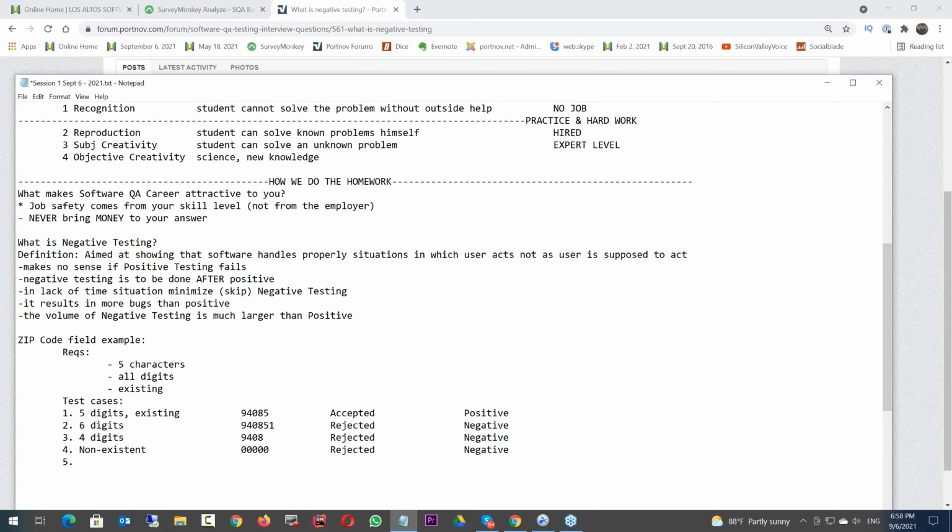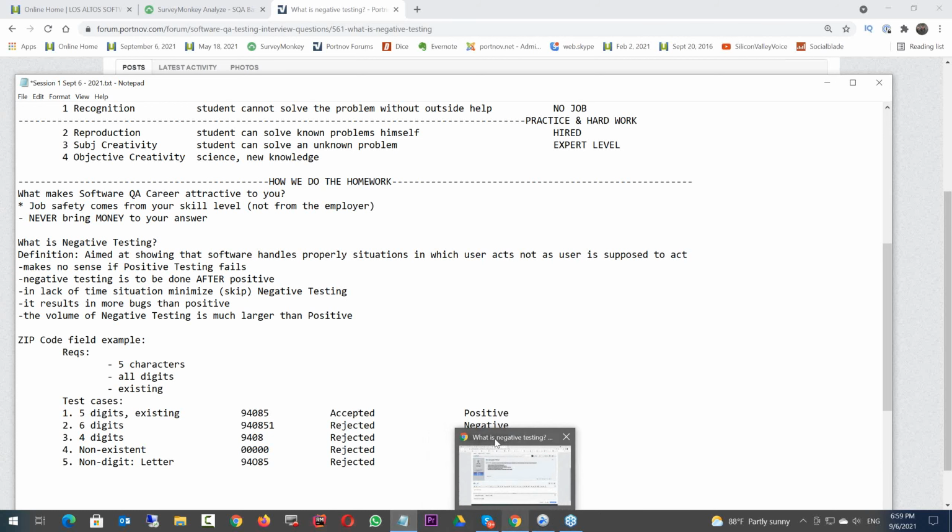Then, guys, we have digits stuff. So let's say non-digit, letter. So 94085. Let's replace 0 with uppercase O. I intentionally do something which looks similar. So it should be rejected. Probably coming with a message which says, please provide digits only or something like that.